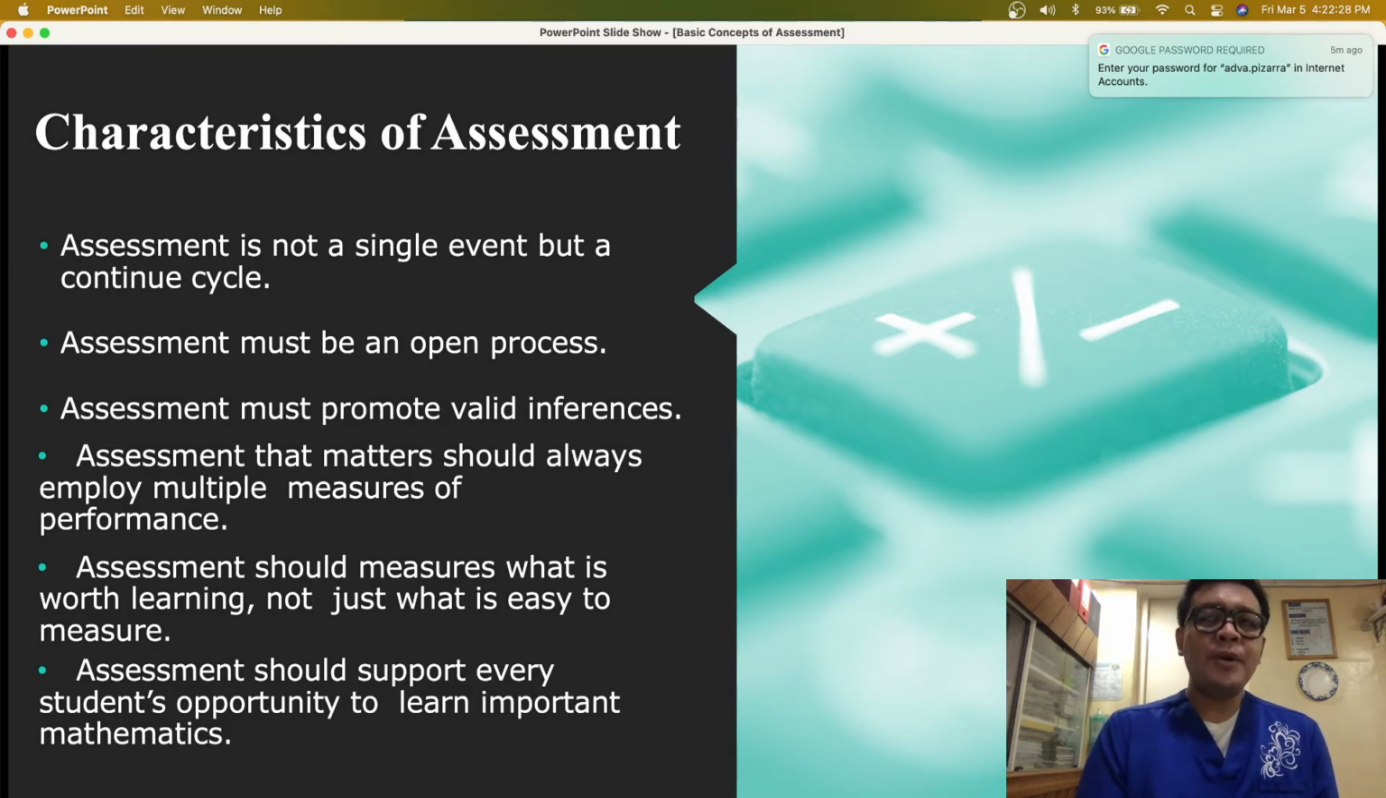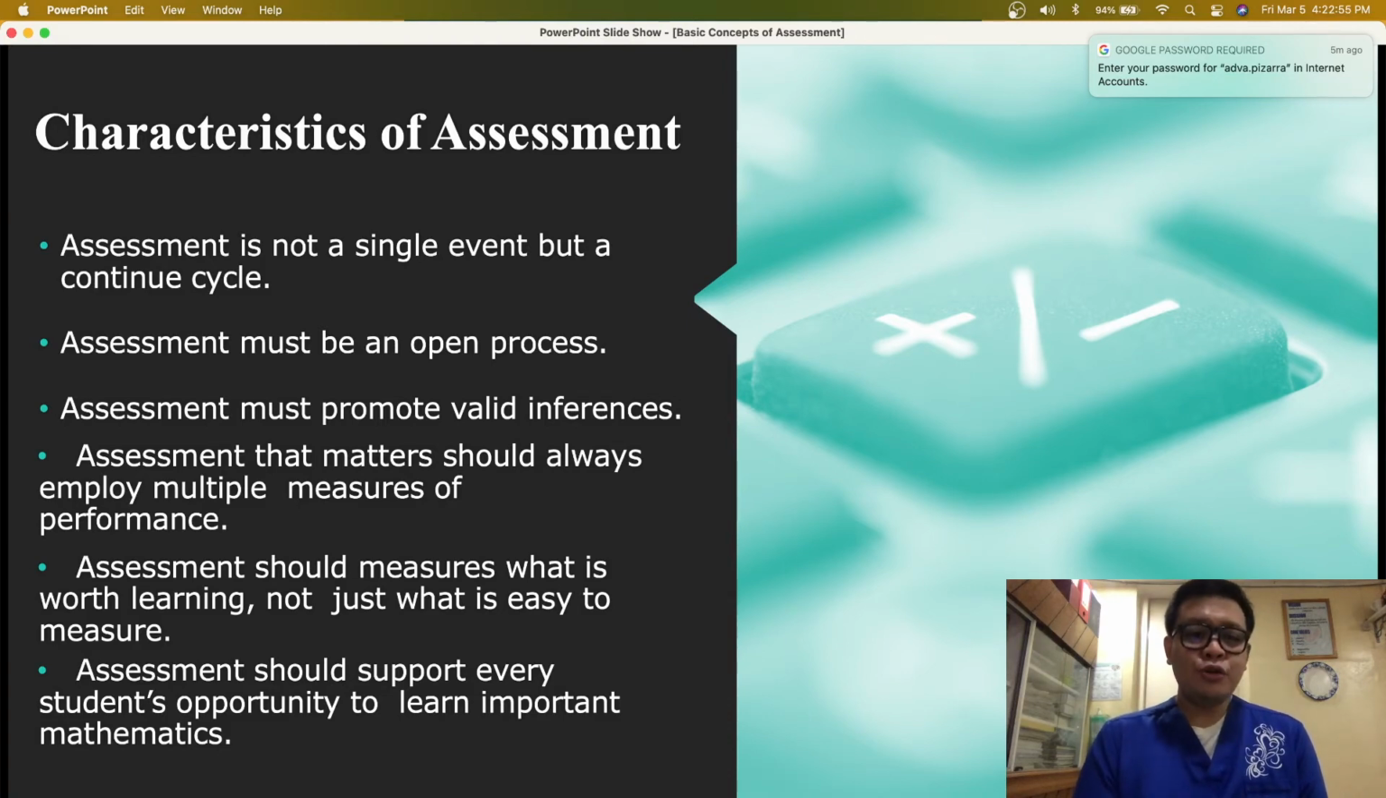Assessment must be an open process, so that means it should be open in terms of criticisms as well as things that need to be improved, things that are right and being identified correctly. Assessment must promote valid inferences, so things should be anchored through research. There should be inferences as well as references to whatever things that we are doing.